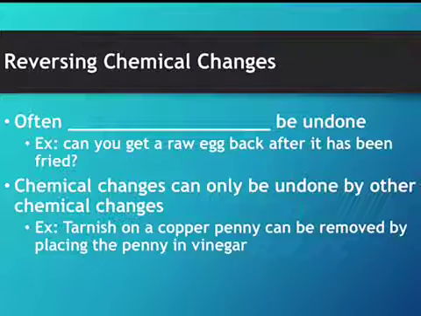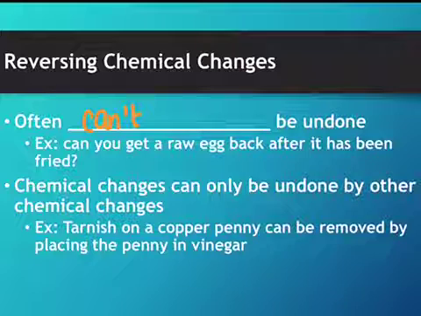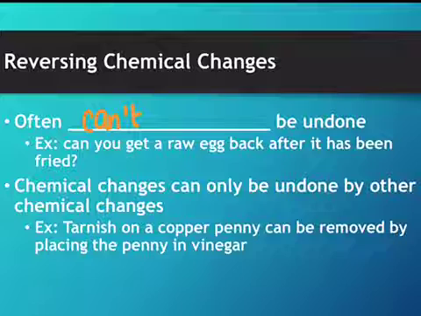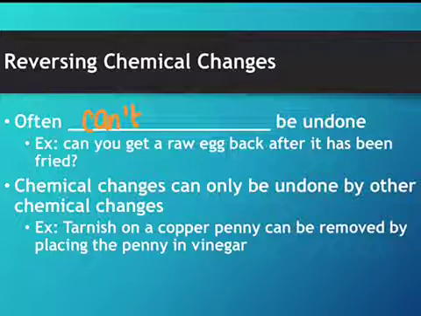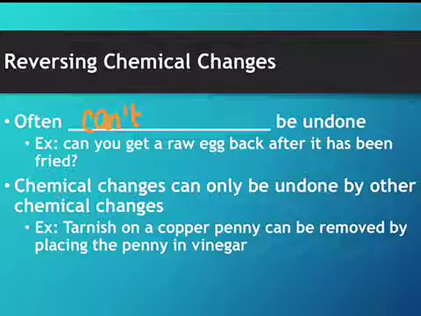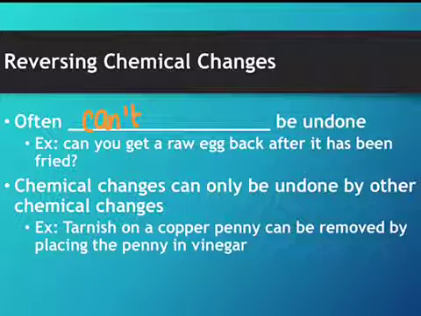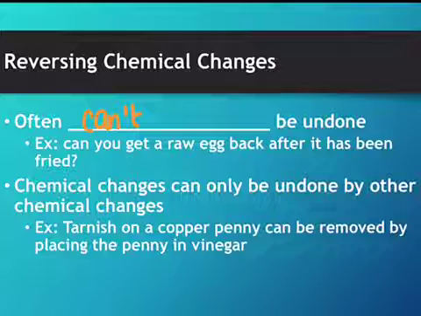Reversing chemical changes, they often can't be undone. So when you cook an egg, you can't get a raw egg back after it's been fried. You bake a cake, you can't get the cake batter back after you've put the cake in the oven. Chemical changes can only be undone by other chemical changes. So remember those pennies that some were shiny and some weren't? That's called tarnish on the penny. Sometimes that tarnish can be removed by placing the penny in vinegar, and then the vinegar is going to react with the tarnish.